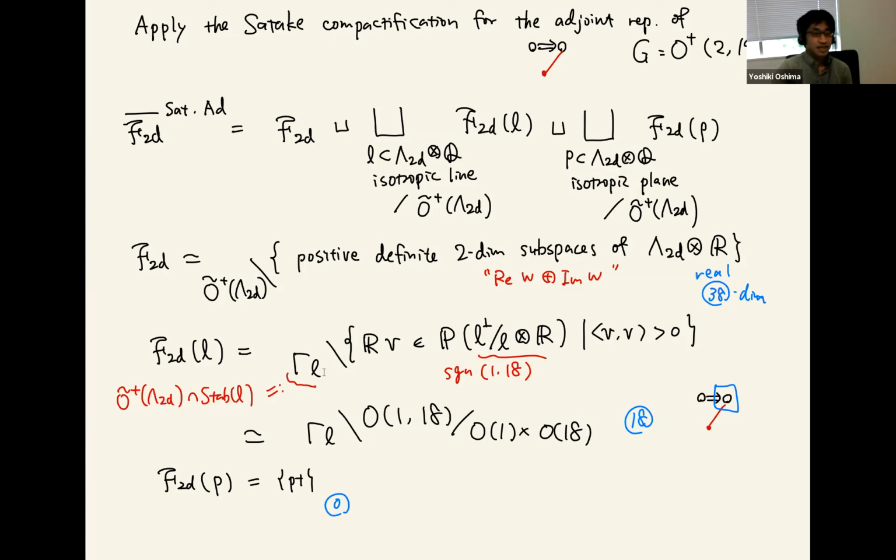And then take the quotient by some discrete subgroup, an arithmetic subgroup. Then we get this locally Riemannian symmetric space description, and this has dimension 18. And this part, F2DP, is just a point. This is an isotropic two-dimensional subspace. So the Satake compactification of F2D has such a structure.